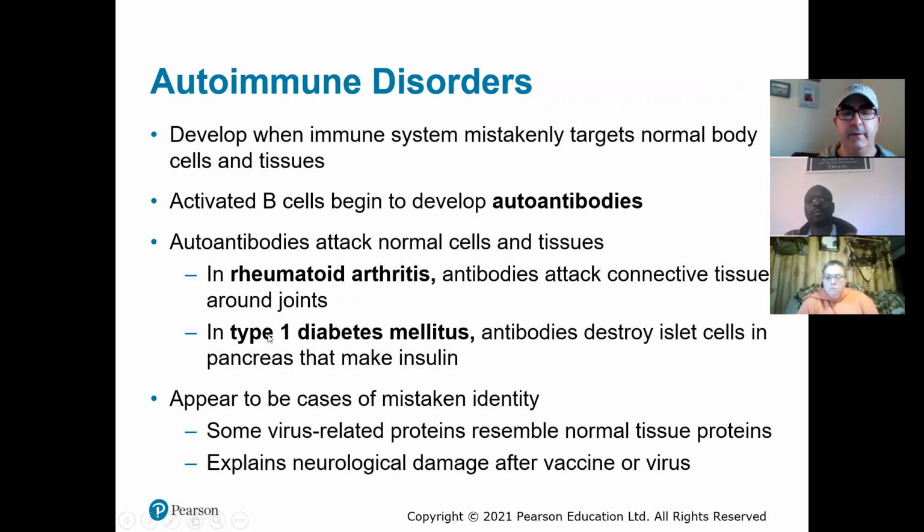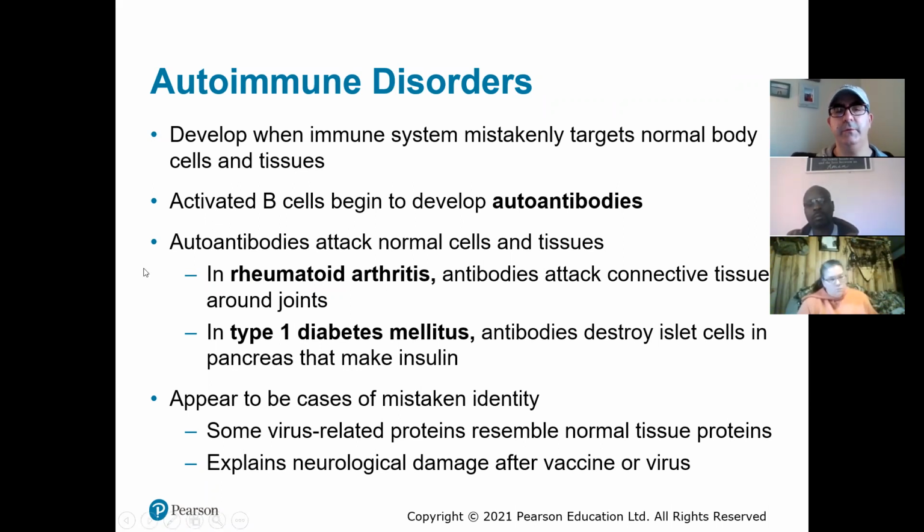In the case of type 1 diabetes, the islet cells in the pancreas are destroyed because the immune system doesn't recognize the marker on the outside of them. In rheumatoid arthritis, antibodies attack your connective tissue around your joints. There are others, Crohn's disease. This happens in the digestive system.